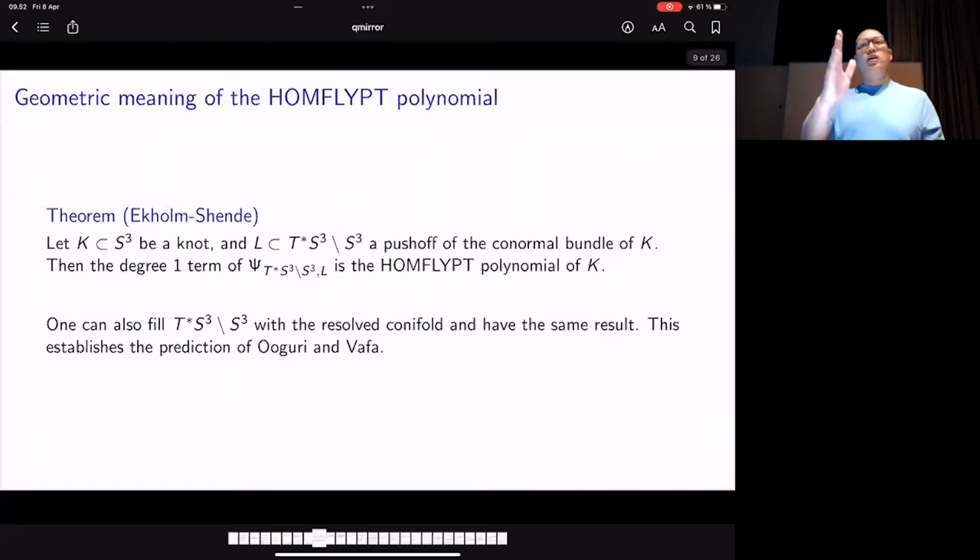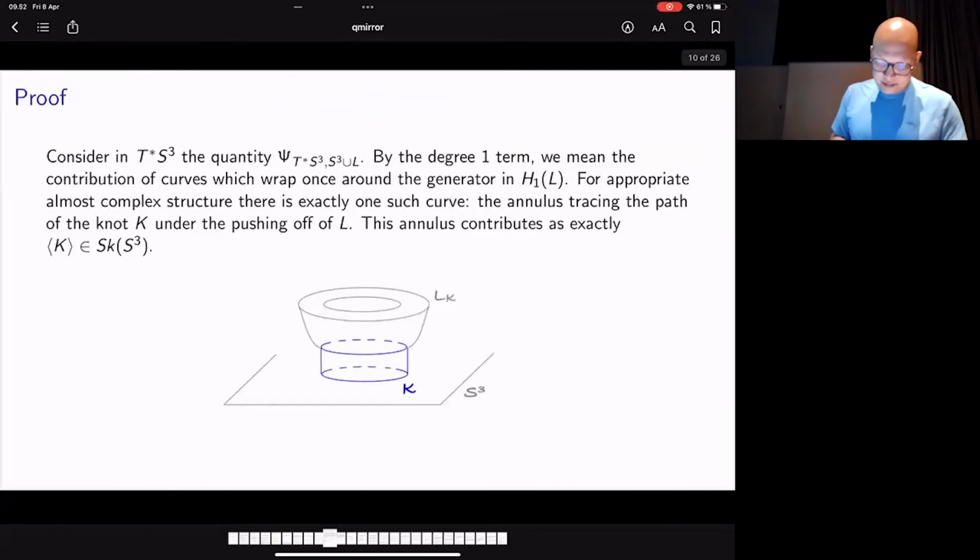It says if you take a knot conormal and you push it off the zero section in the cotangent bundle of the 3-sphere, and then you follow it across what's called the conifold transition, now you have a Lagrangian in the resolved conifold, and you can compute its open Gromov-Witten invariants. And the Aganagic-Vafa conjecture is that the result of that computation is nothing other than the HOMFLY polynomial of K. Okay, that's what they said. And this is the proof.